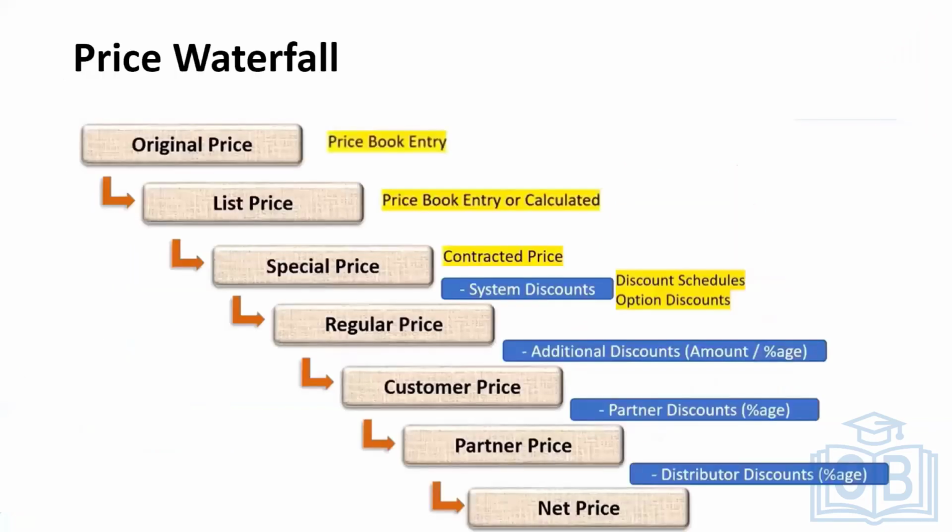Starting with the price waterfall. These are the prices which are available in the quote line when you are going to have the price of any of your products. So the quote line items, if you check in the backend, in any of the line items in the quote line, you will have this original price, list price, special price, regular price, customer price, partner price, and the net price. Let me quickly show you where it is exactly.